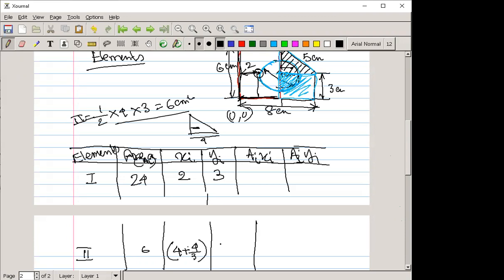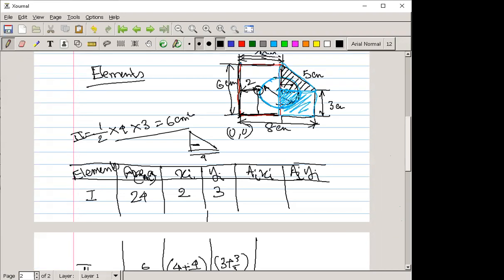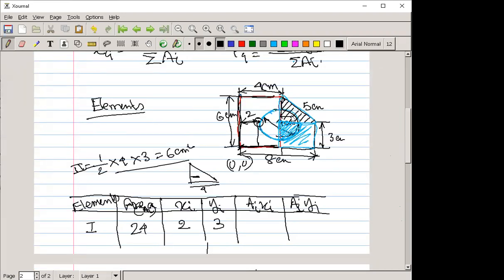And for y, for yi, this is how much? 3 plus 3 by 3. This one, no? This is 3 plus 1/3 of this portion. So this is also 3, so 3 by 3.